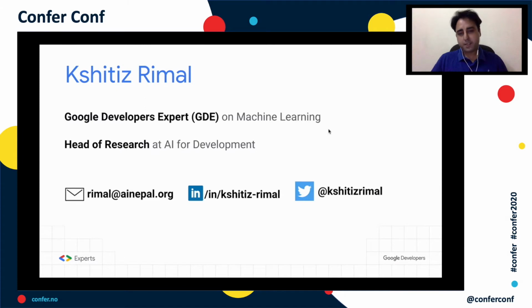Before we get started, let me share a brief about myself. I'm a Google Developer Expert on machine learning. I'm also head of research at AI for Development, which is a not-for-profit research organization based in Nepal. With this organization, we are building deep learning models that can positively impact our society. These models fall under categories such as AI for accessibility, AI for disaster relief and response, and so forth. If you would like to contact me, here is my email address, my LinkedIn handle, and my Twitter handle.